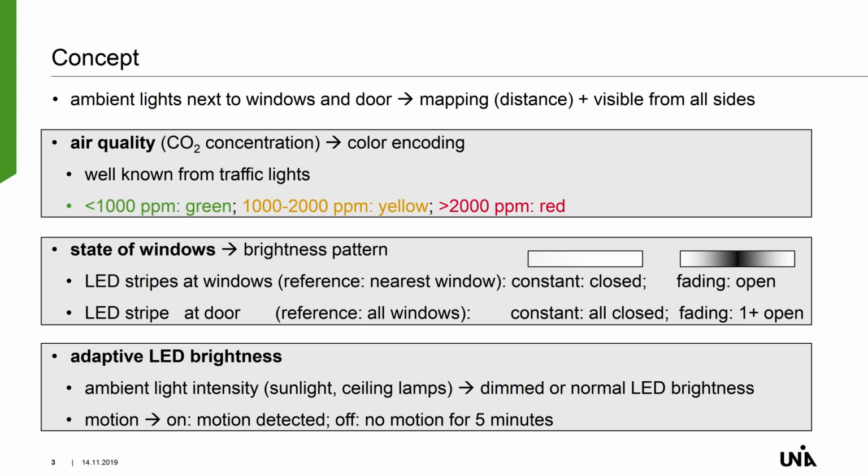Ambient lights can easily get obtrusive if the brightness is too high. If it is too dark, it might be too unobtrusive. Thus, we adapt the maximum brightness according to the ambient brightness in the room. If the measured ambient brightness overshoots a specific threshold, the LED's brightness is increased. To save energy, the ambient light is just enabled if motion is detected. After 5 minutes of no motion, it is switched off.